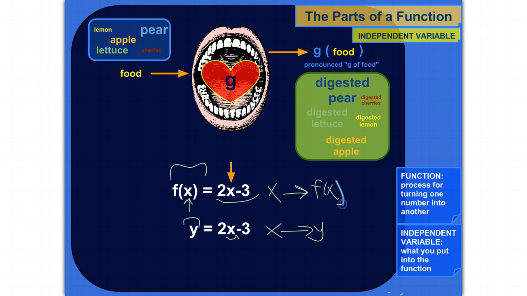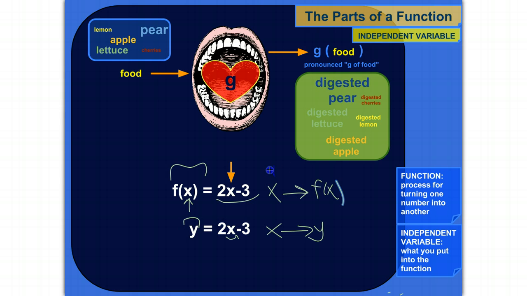Okay, so when we talk about the independent variable, we mean the variable that doesn't depend on the other variable, meaning you can choose whatever you want for this variable. So, for example, if we look here, I can put in whatever I want for x. I could put in 10, so it'd be 2 times 10 minus 3. I could put in 100, 2 times 100 minus 3. Whatever I put in for x, that determines the value of f of x. Whatever I put in for x, that determines the value of y.